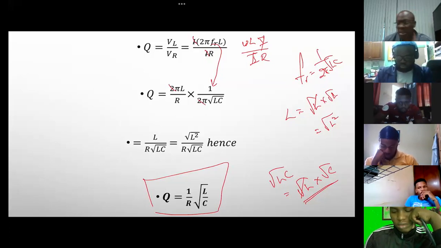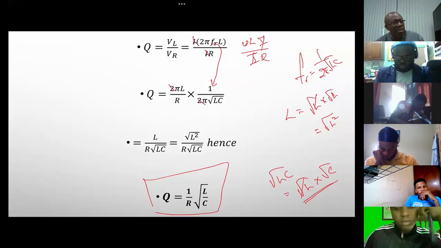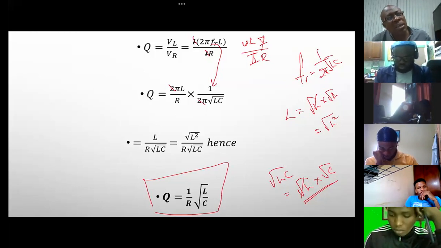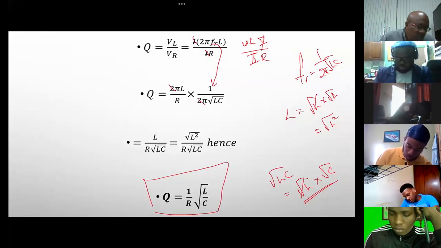And where possible, I encourage you just to highlight these formulae that we are deriving, because you're going to use them at different points, okay?